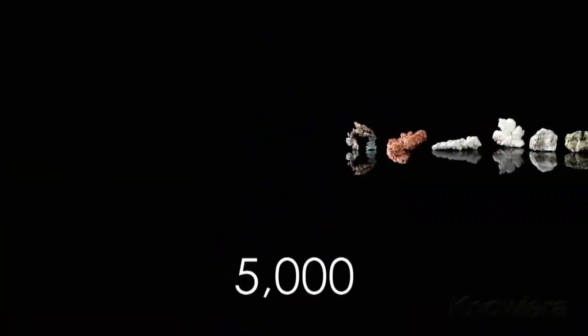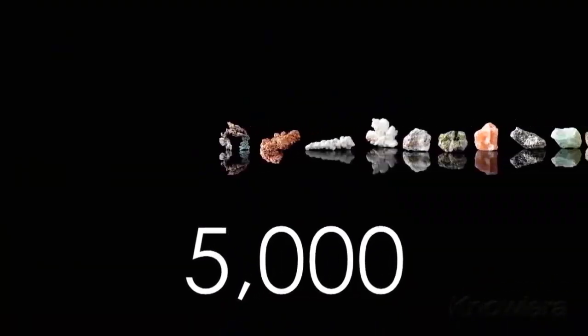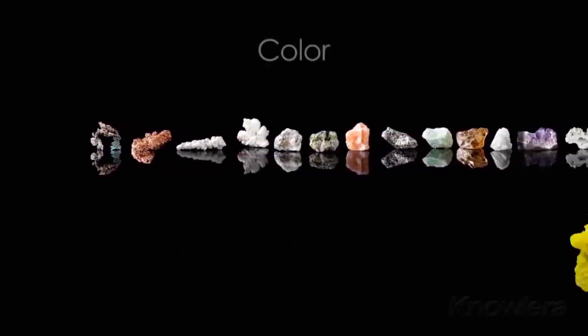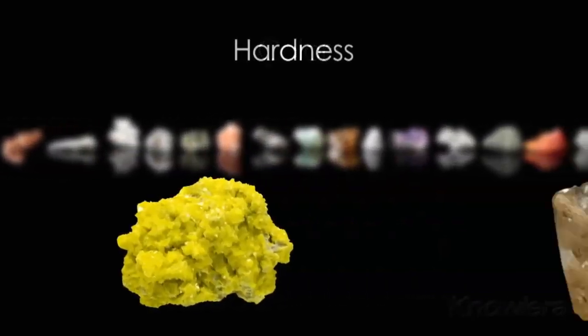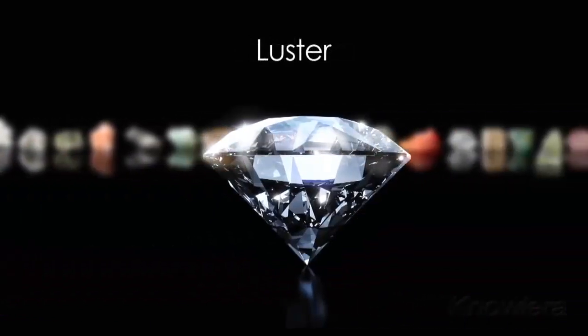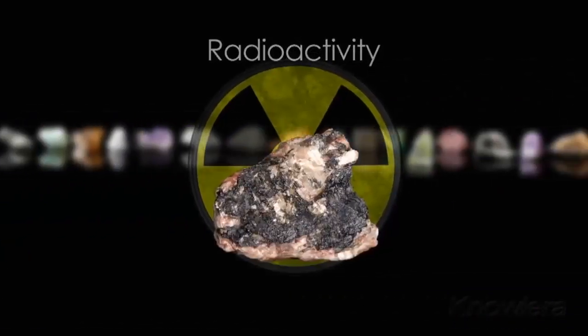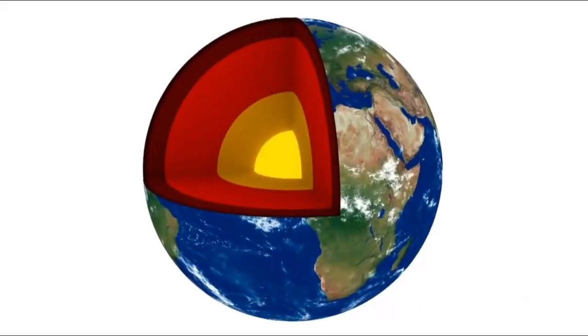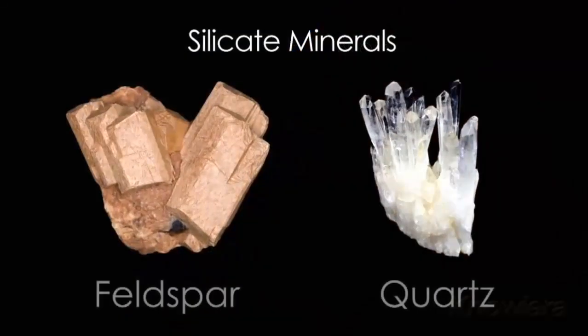Mineralogists have identified almost 5,000 unique kinds of minerals. They're classified by physical properties such as color, hardness, luster, how they reflect light, and radioactivity. Despite Earth's wide variety of minerals, about 90% of our planet's crust is made up of minerals composed largely of silicon and oxygen, called silicate minerals. The most common silicate minerals are called feldspar and quartz.